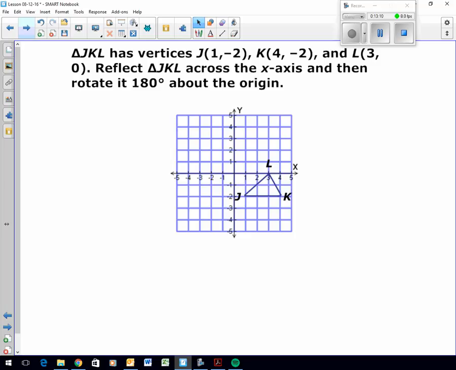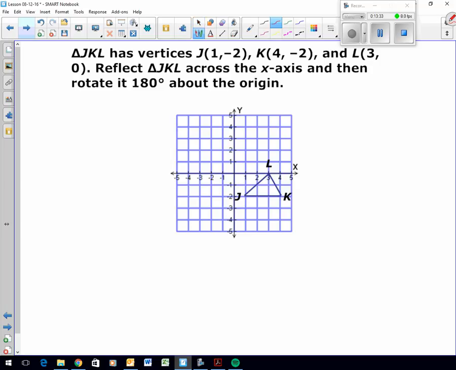You flip it across the X and then rotate it. Flip it across the X. The X coordinates stay the same. The Y coordinates go from negative to positive and positive to negative. And then you rotate it. Your first step is to reflect. Your second step is to rotate.